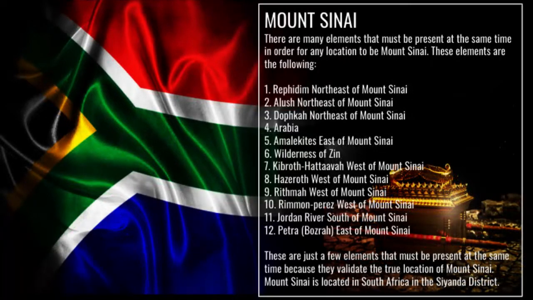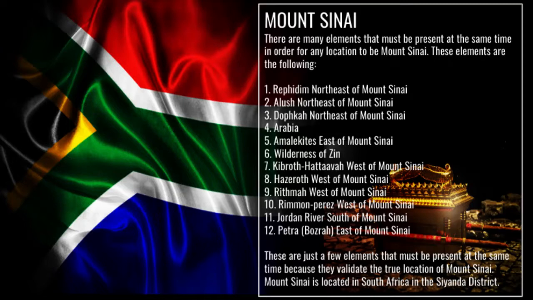There are many elements that must be present at the same time in order for any location to be Mount Sinai. These elements are the following. The first one is Rephidim. And Rephidim, it must be set northeast of Mount Sinai. The next element is Alush. The Alush is set northeast of Mount Sinai. The next element is Dafka. Dafka is set northeast of Mount Sinai.